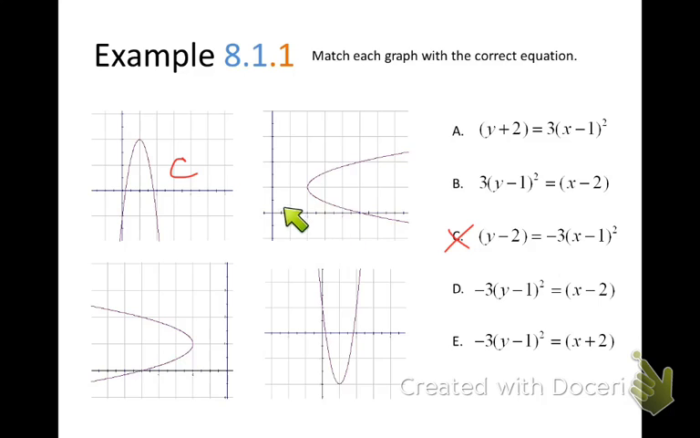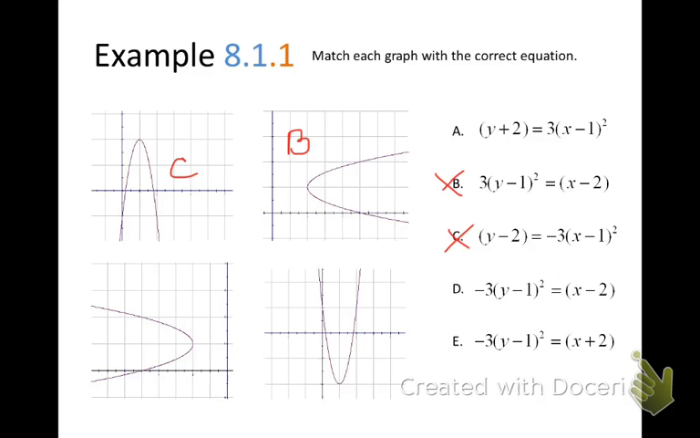Vertex is at 2, 1, so you expect to see a term that says x minus 2 and y minus 1. Do you guys see that? Which graph? B, right? We've got our y minus 1 squared that we talked about. You've got your x minus 2 and a positive coefficient. So this is graph B. Very good.